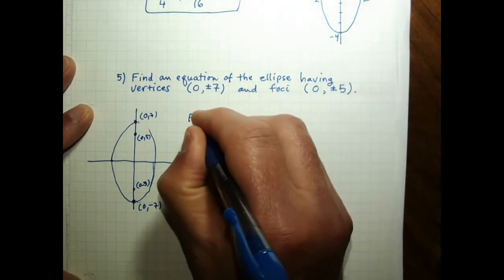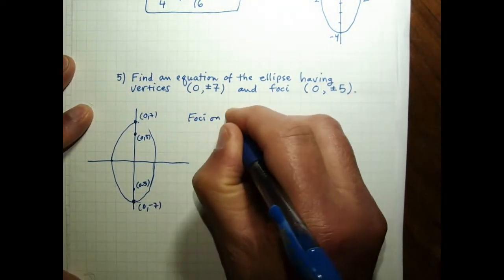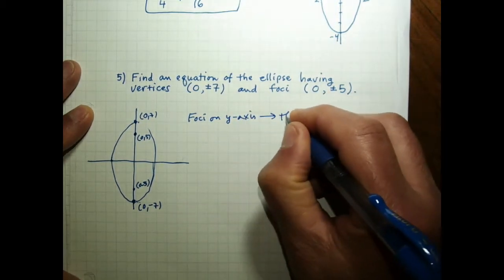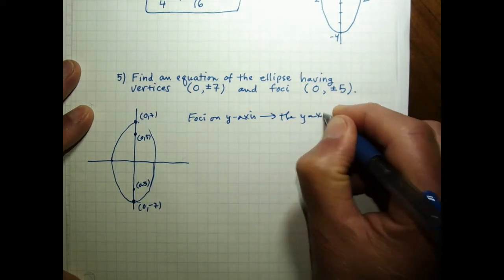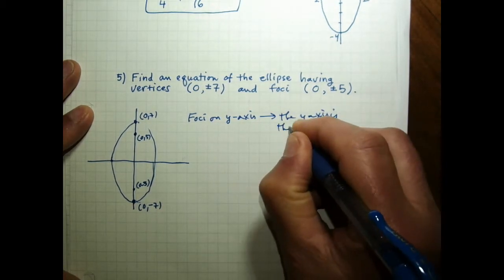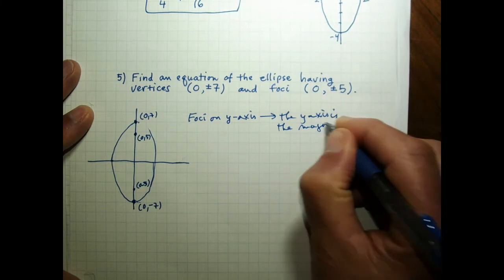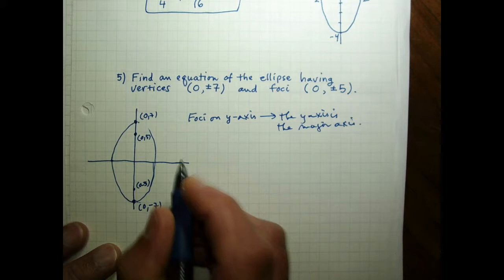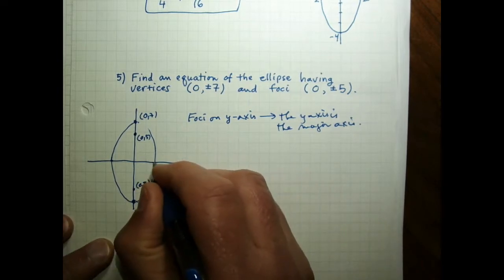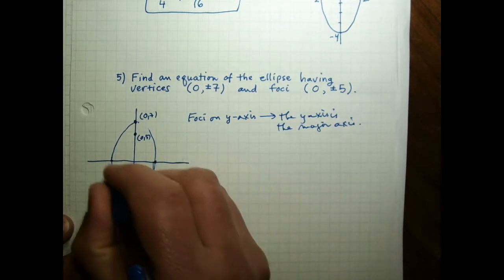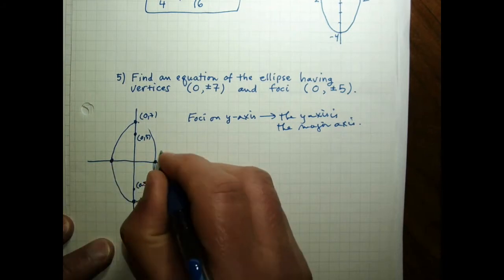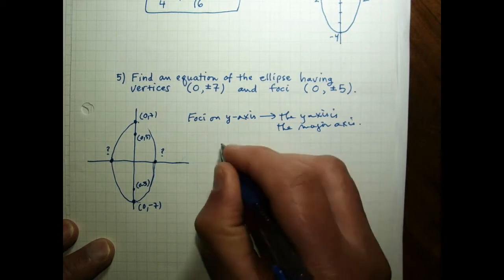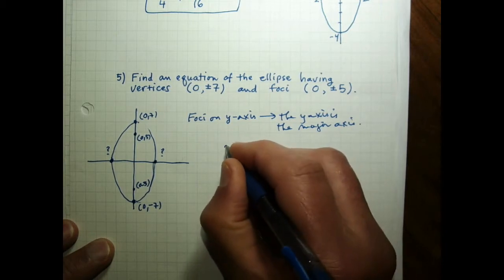And since the foci are at 0, 5 and 0, negative 5, well, if the foci are on the y-axis, that means the y-axis is the major axis. And now what we've got to do to get our equation set up is we really want to find these x-intercept values. In fact, I can say a little bit about what the equation is already.